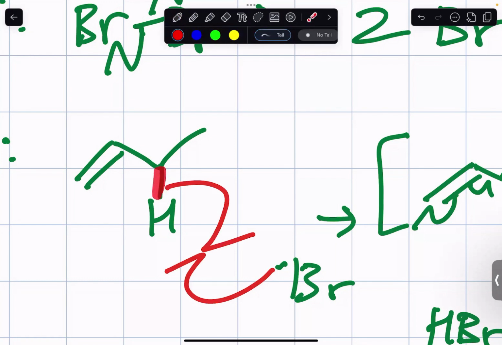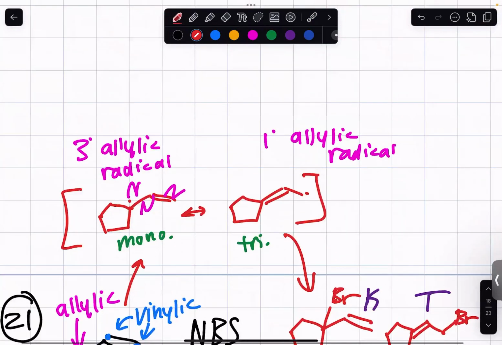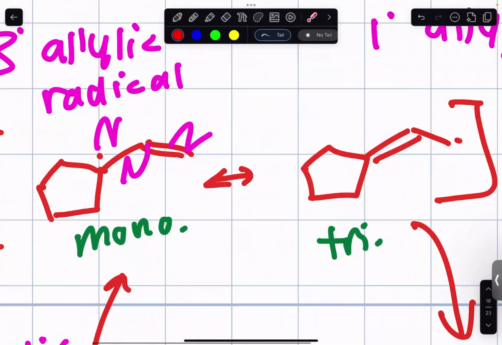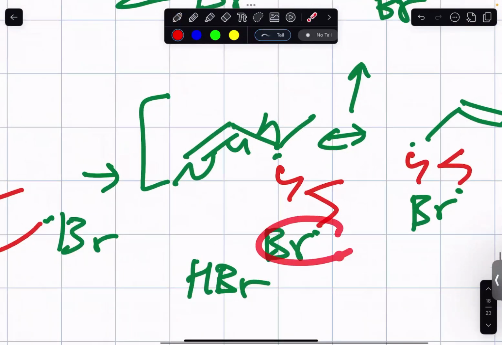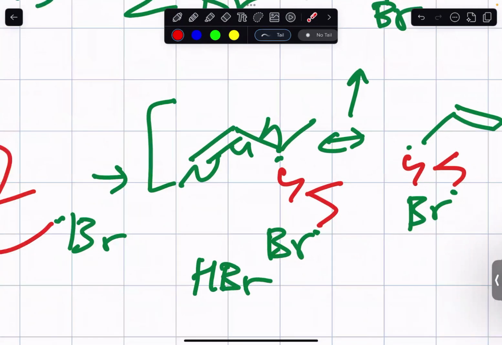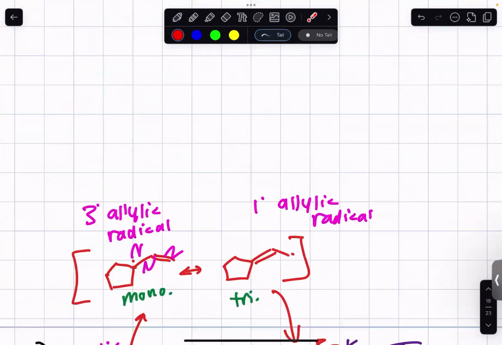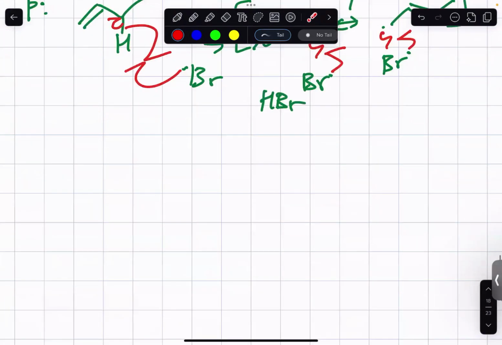That bond there between the carbon and hydrogen has two electrons. One electron is going to bond with the Br radical. The other electron is going to create that radical right there at the allylic position, and then we can do resonance. And then once we have that, another Br radical can just attack that allylic radical to get the final products. Yeah. There's H's there, invisible H's.